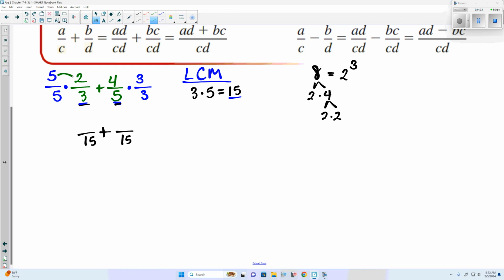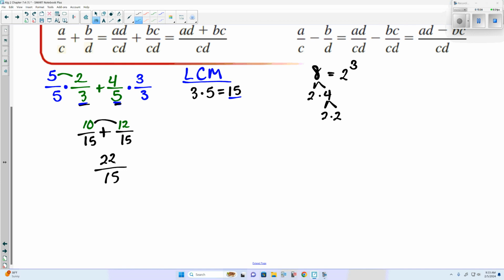Well, here our 5 times 2 is 10. 10/15 is still 2/3. 4 times 3 is 12. 12/15 is still 4/5. Same fraction. But because the denominators are the same, we can add the numerators. 10 plus 12 is 22. If there's a common factor at this point, we would reduce it out.